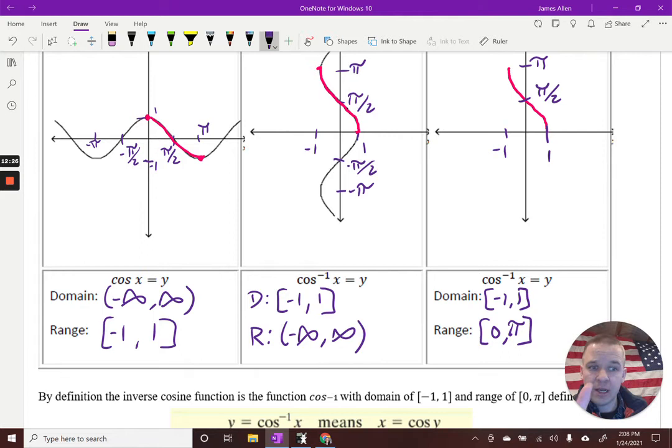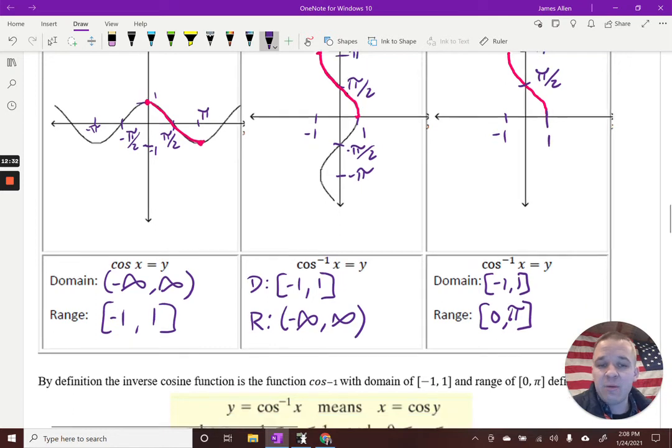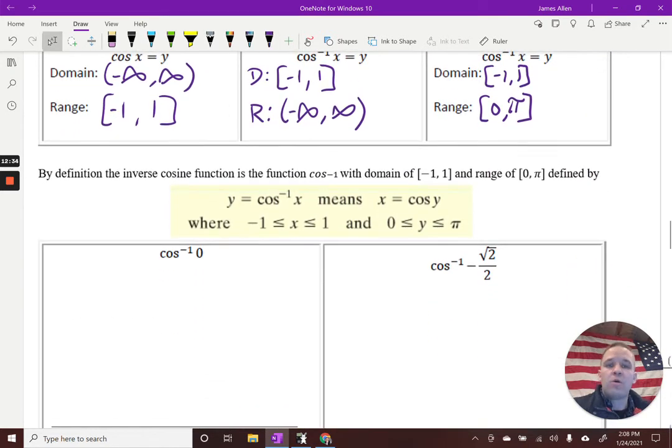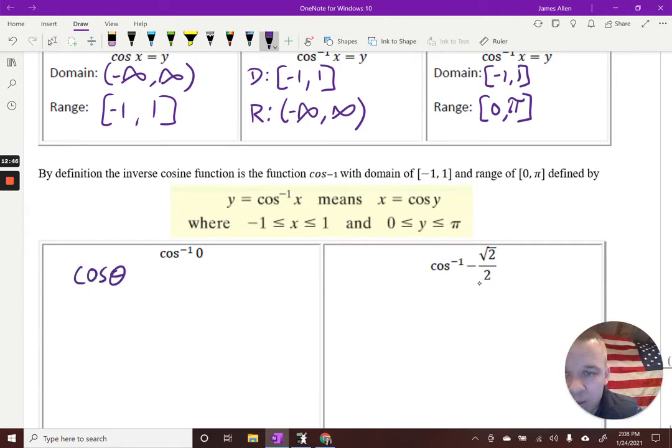The domain is restricted in the original cosine function, which then correlates to my range of the inverse, so from 0 to pi. And we have the same thing that we had for the sine written down here in a nice little type in our yellow box. Let's go ahead and use it. So inverse cosine of 0, or in other words, cosine of what angle is going to give me 0? Well, what angle will give me 0?